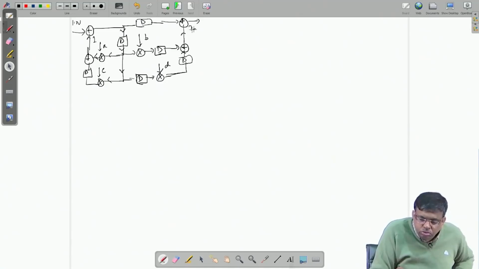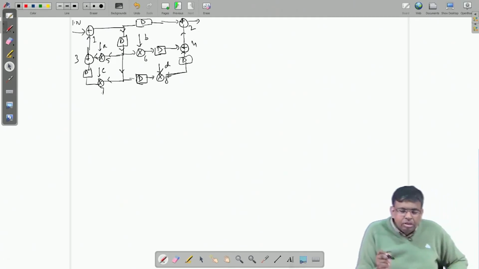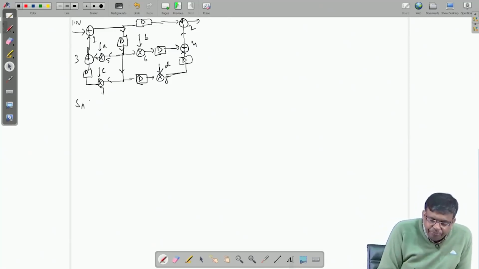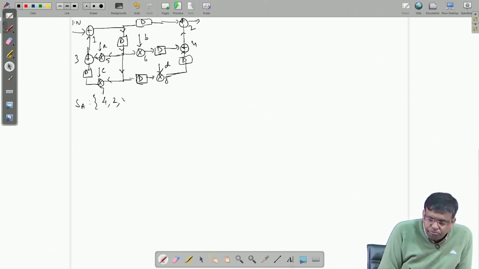Adder 1, adder 2, adder 3, this same old stuff 4, multiplier 5, multiplier 6, multiplier 7, multiplier 8. Okay. The schedules were this, there is the folding sets. SA was 4231, SM, sorry, SM multiplier, that was 5867.